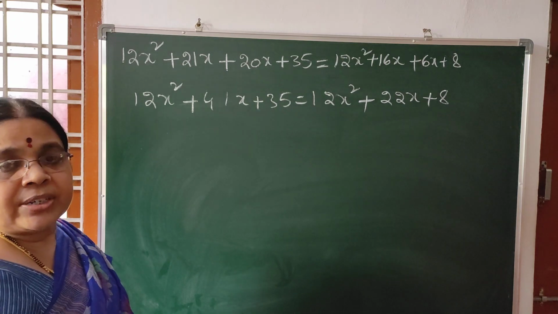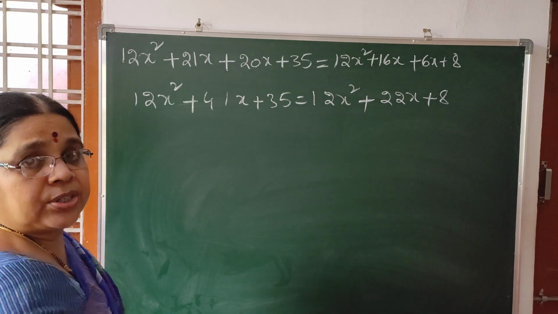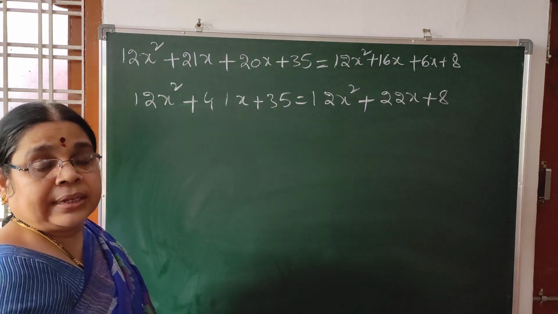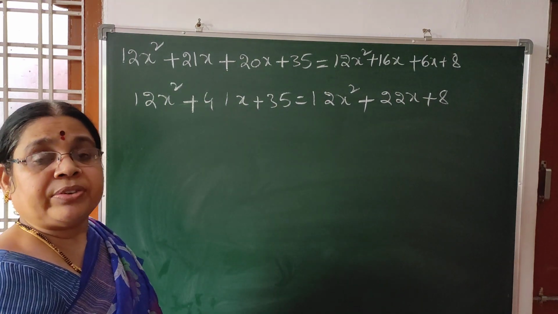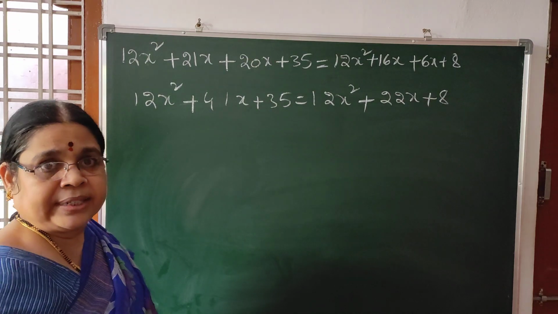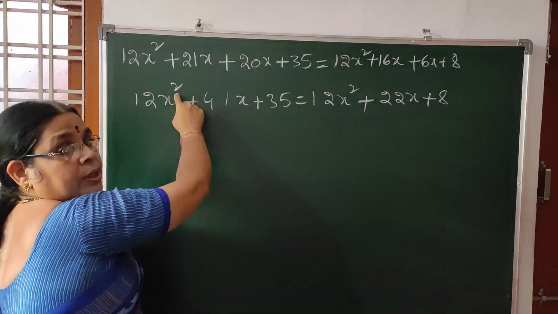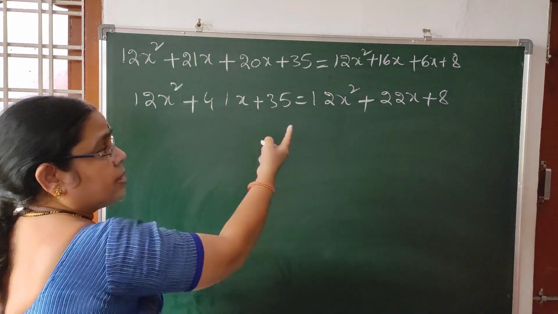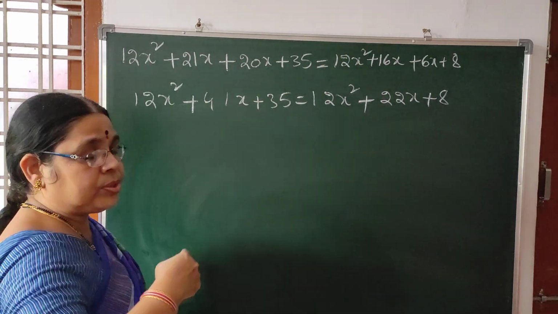Okay, you may ask me a question, teacher, this is linear equations, now why did we get power 2? Because in the beginning I told you that linear equation means the power of the variable should be 1, isn't it? So here you are getting 2. Whenever you get like this, in that particular question, that term may get cancelled when you transpose.